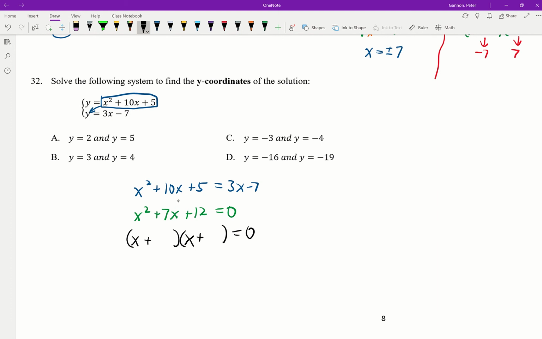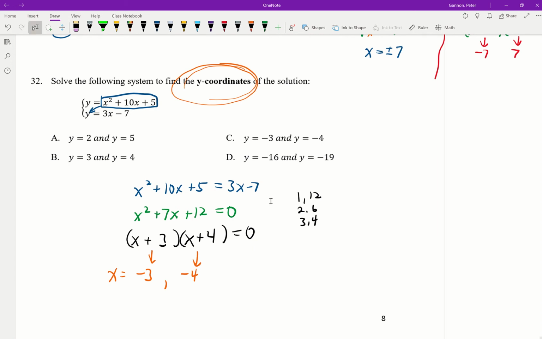And then I need factors of 12, where the outside and the inside add up to 7x. So it's 1 and 12, 2 and 6, 3 and 4 as our possibilities. Each one is being multiplied by 1x, so it's got to be 3 and 4. So plus 3, plus 4. That's going to give us solutions of negative 3 and negative 4 for x. The problem, though, is asking what are the y coordinates. So you've got to be careful, because if you're not careful, you might go ahead and say, oh, negative 3 and negative 4, C is the answer. That's x. We need to find y.